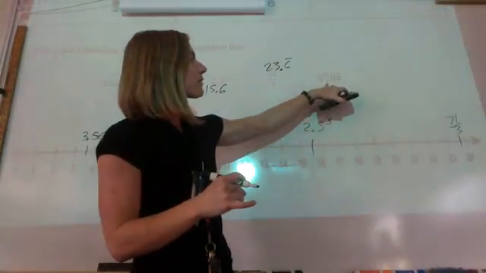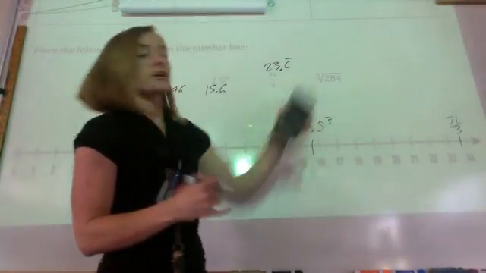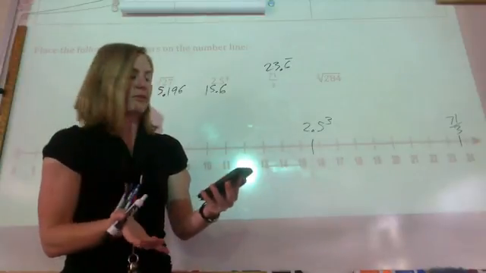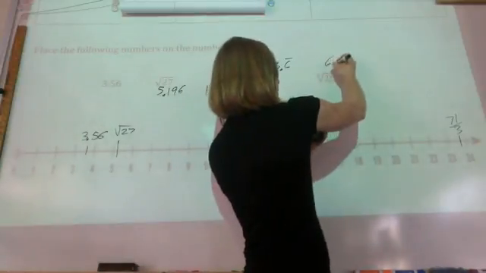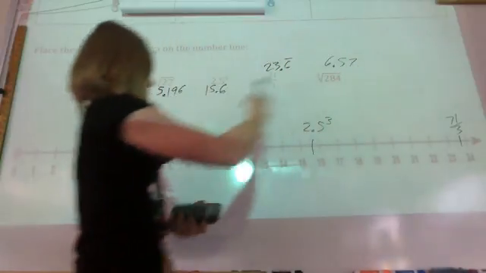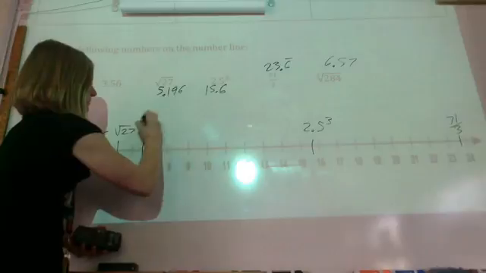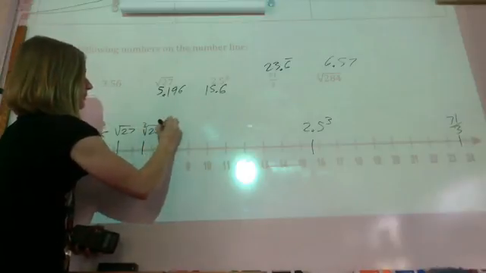And then we have 284 cube rooted. So of course we need to use our calculator because we don't know that off the top of our head. And that is about 6.57. So we're coming back to over here a little bit past halfway. And that's the cube root of 284.